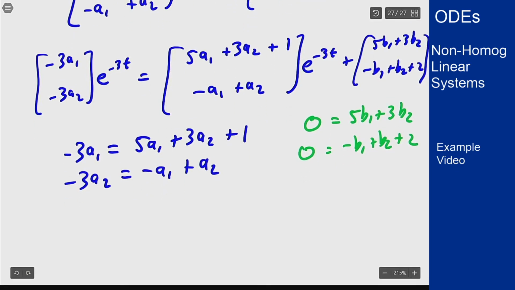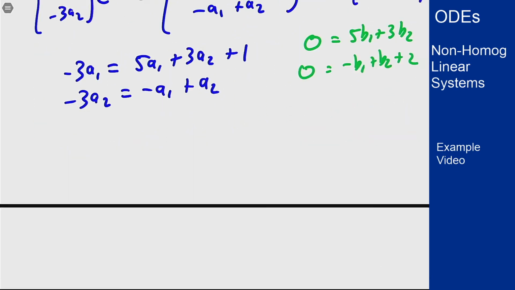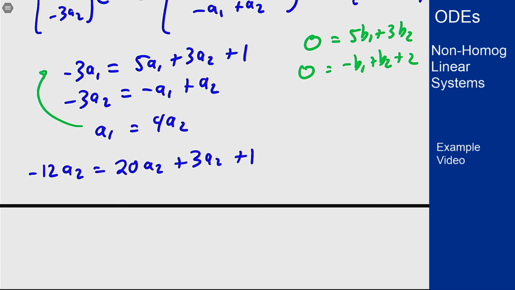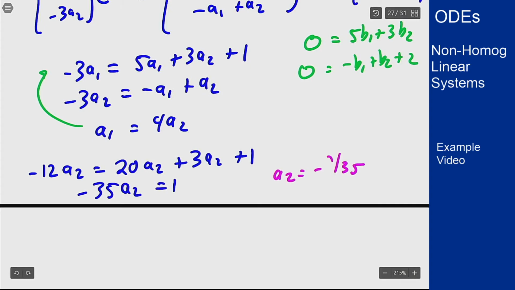Let's work on the a's first. So for the a's, I can rewrite the second equation as a1 equals 4a2 and plug that into the first to give me that negative 12a2 equals 20a2 plus 3a2 plus 1. If I swing everything to the left, I will see a minus 35a2 equals 1, so that a2 equals minus 1 over 35. And then this tells me that a1 is negative 4 over 35.